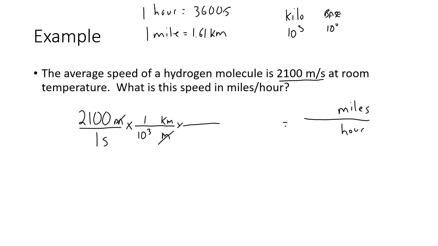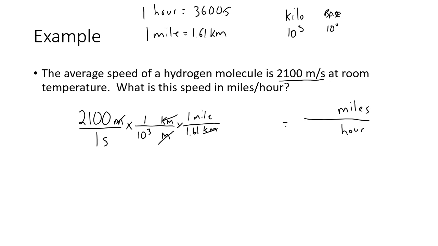Subsequently, I could convert the kilometers to miles. I would put the 1.61 kilometers in the denominator in the next step, and then in the numerator, on the top, I would put 1 mile. I now have the mile unit that I'm desiring. I don't have the hours though.